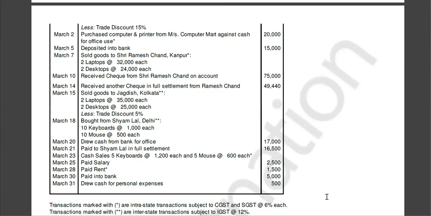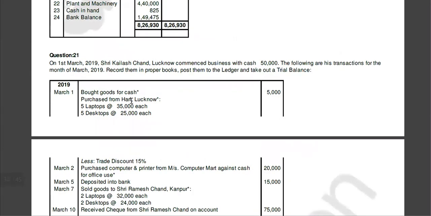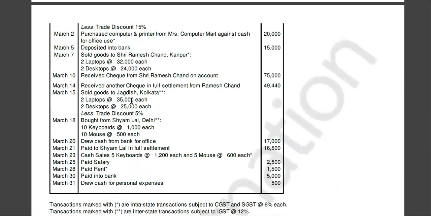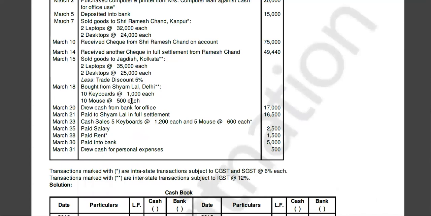See what are all the credit transactions. Purchase from Hari on March 1. Then you have to enter credit transactions alone. So March 18, bought from Shyam Lal. Credit transactions alone. Then 2 transactions remain, and we have to enter them in the purchase book.